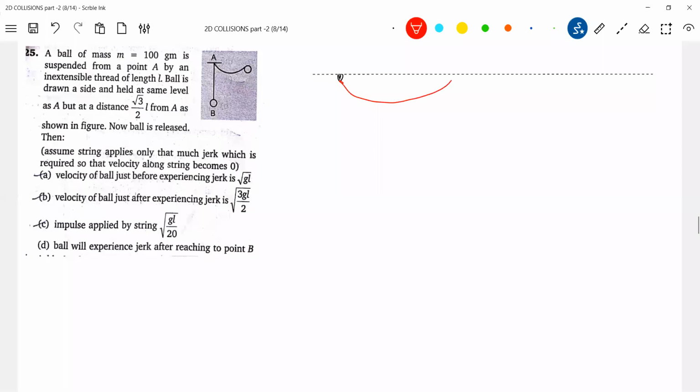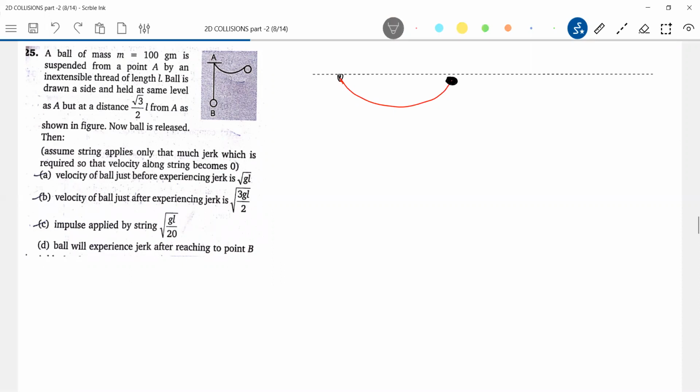Root 3L is telling, and there's a bob. It is released from rest. The length of the string is L, but this distance is root 3L by 2. Root 3L by 2 will definitely be less than L. If the string were straight, the bob would have been somewhere here.